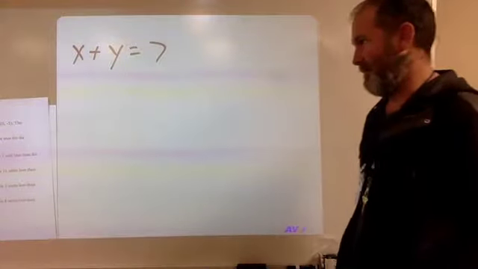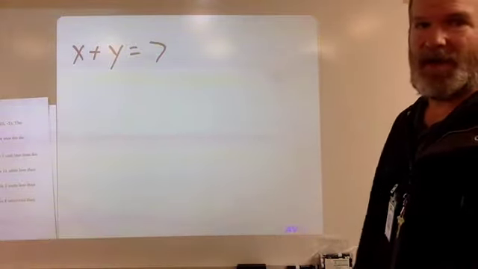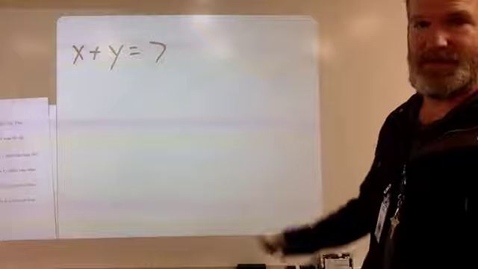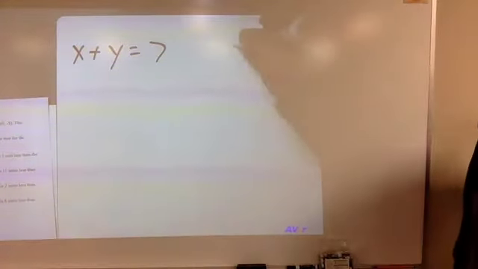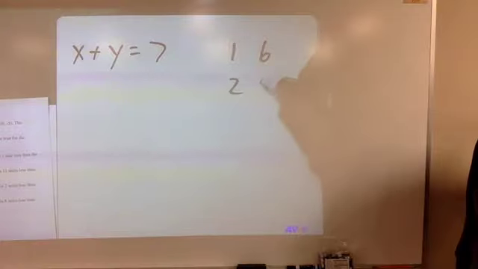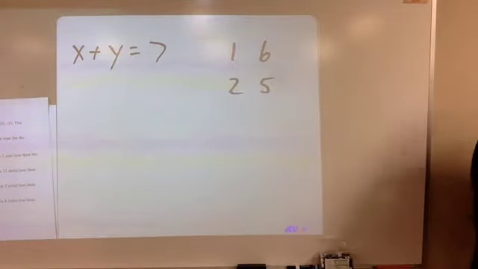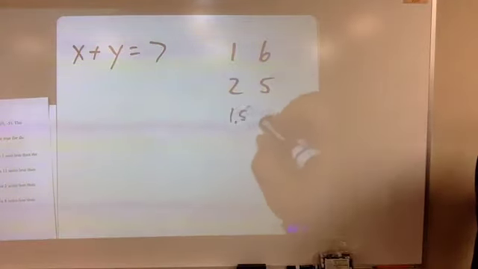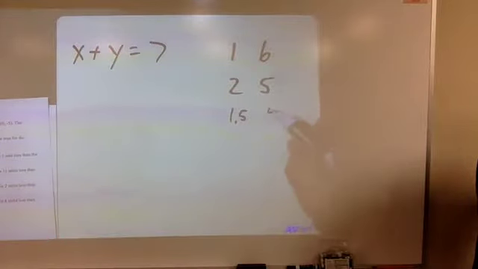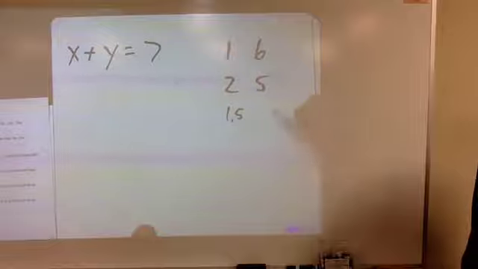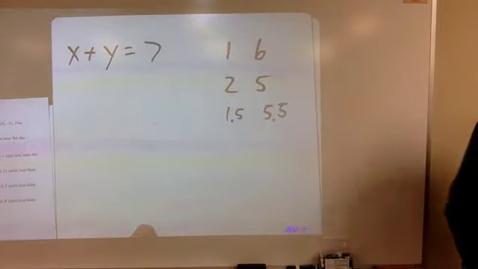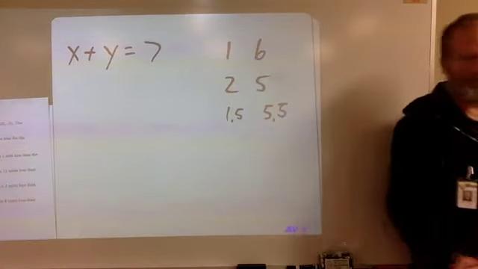All right, eighth grade math. You're going to have to solve for x and y, which if you look at this, it's impossible to know exactly what x and y are going to be. X could be 1, y could be 6, x could be 2, y could be 5. I could do this all day. X could be 1.5, y could be 5.5. Oops. So when you start getting decimals, there's really an infinite amount of solutions for this.